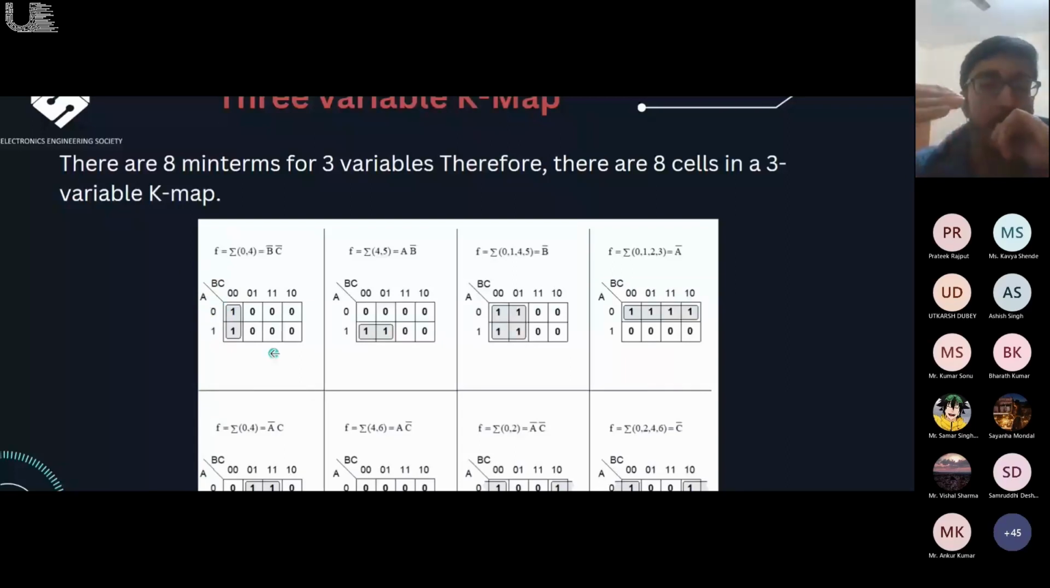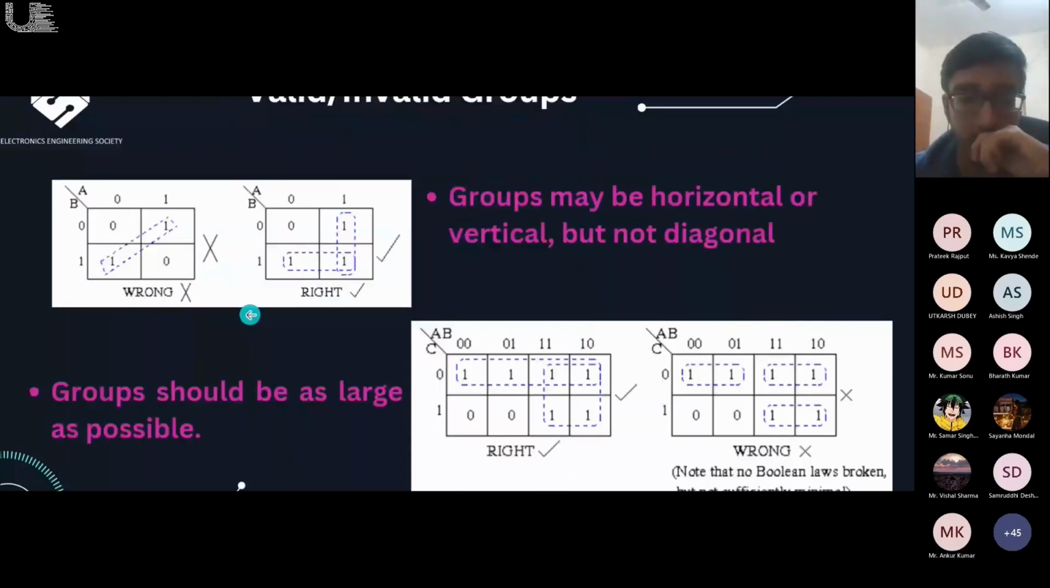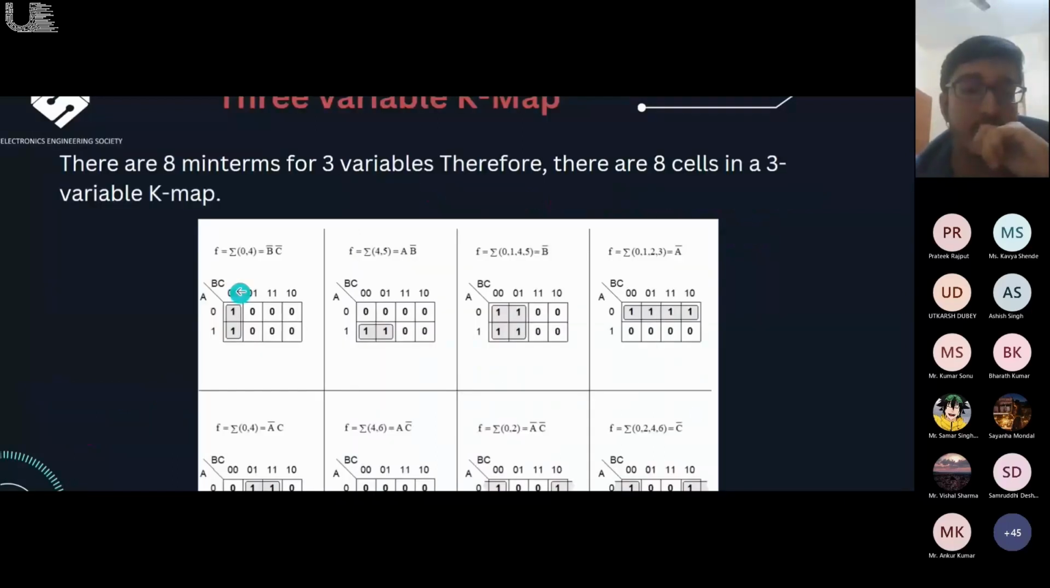just see, while traversing through all the members of a group, the variable that is not changing. The one that changes, you don't write it in the term. That's it. So if you notice in this case, A is changing from 0 to 1, so do not write it. What you will be writing is B bar C bar, because 00 stands for B bar C bar, obviously.